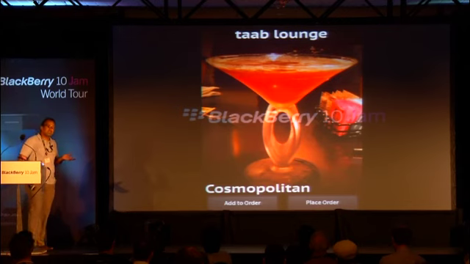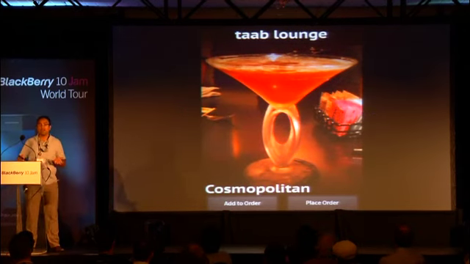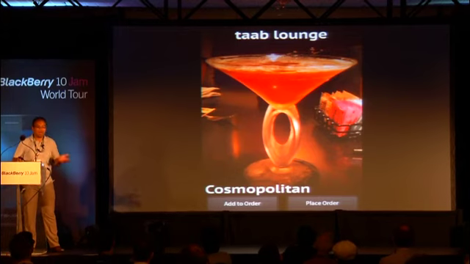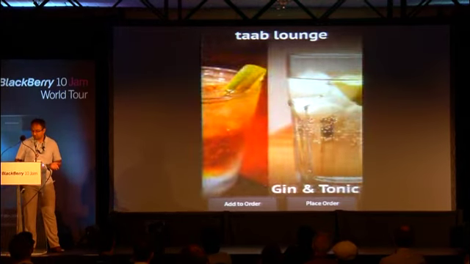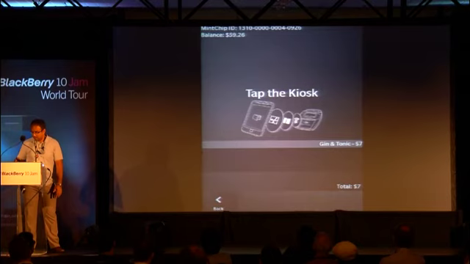So I like to frequent this lounge, and you know what? I hate waiting in line. I hate having to shout my order to the bartender. I'd rather just do it all from my phone and tap the kiosk. So my favorite order is gin and tonic. I add it, it shows me the price, and I go ahead and hit place the order.